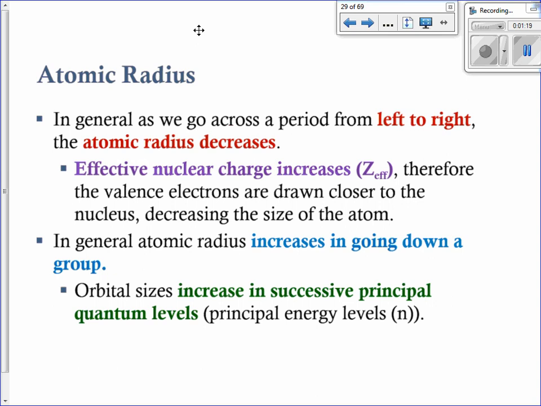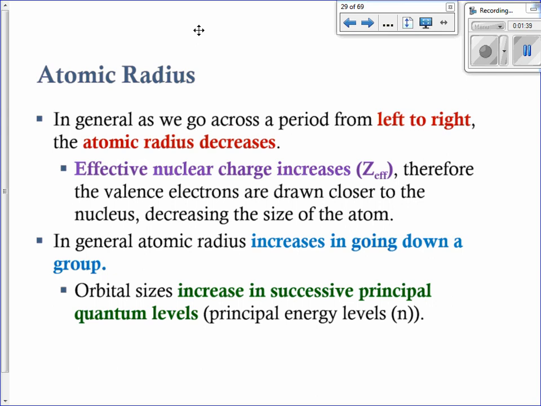Okay? In general, atomic radius increases going down a group. We know that because we're increasing our principal energy levels, our quantum levels, that n value keeps growing. You're adding more core electrons. You're getting wider in general due to that fact. Okay? So keep that in mind about atomic radius.